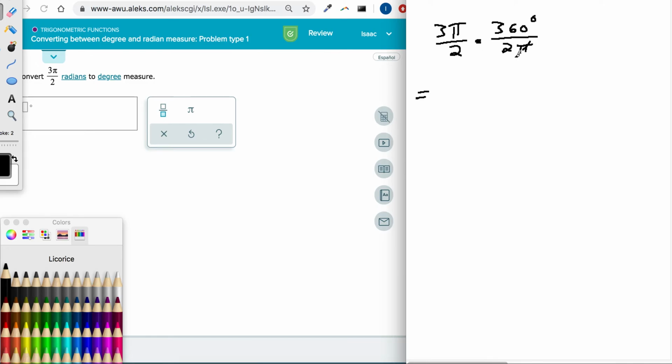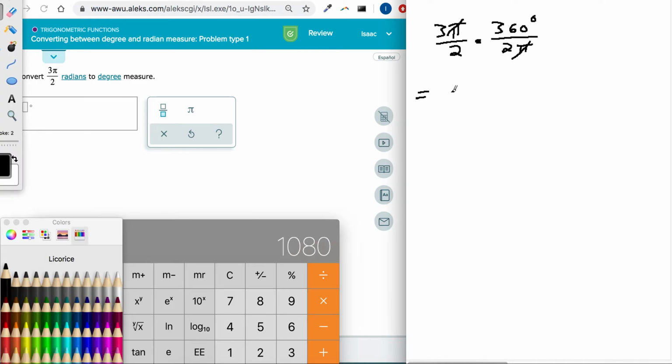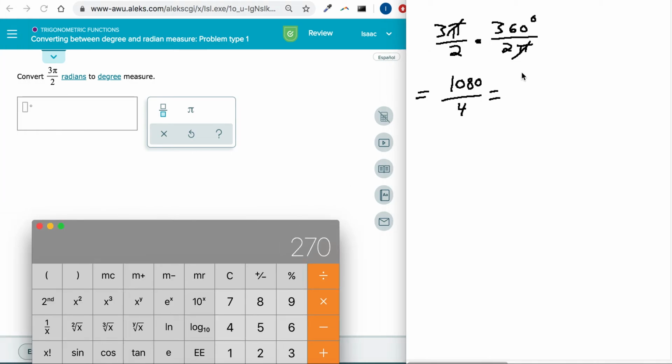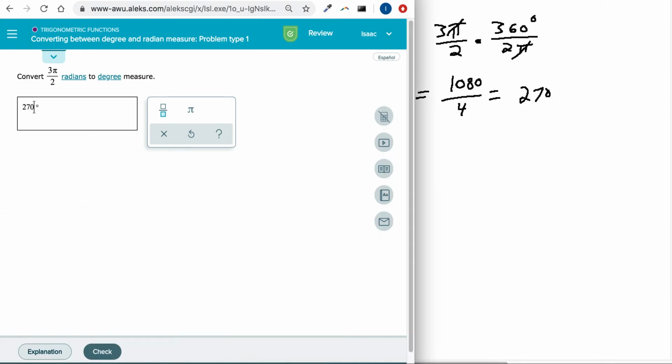And so when you do that, the pi's cross cancel. I'm going to multiply straight across the top. 360 times 3 gives you 1080. And then 2 times 2 gives you 4. And then I bet that simplifies nice and neat. That's 270 degrees. Okay, let me do another one here.